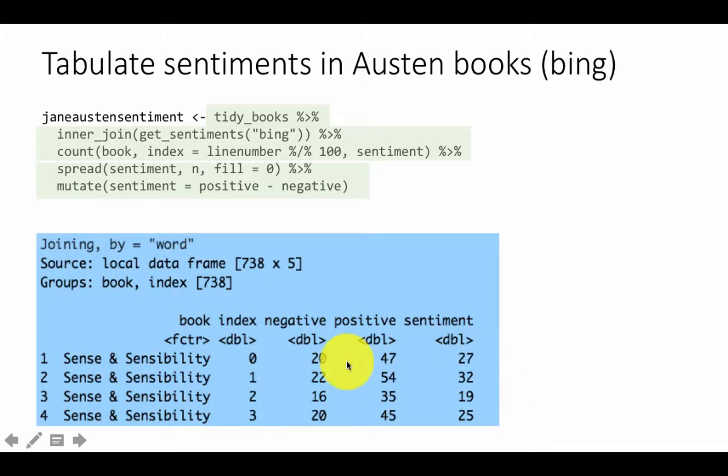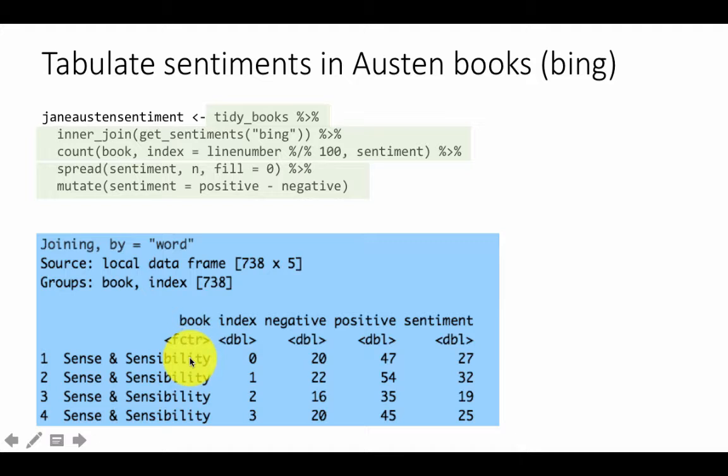Okay, so that's what we get here. For 47 minus 20 is 27, 54 minus 22 is 32, etc., etc. So now what we have available with us is, for every book, for every chunk, which is 100 lines, we have the net sentiment.